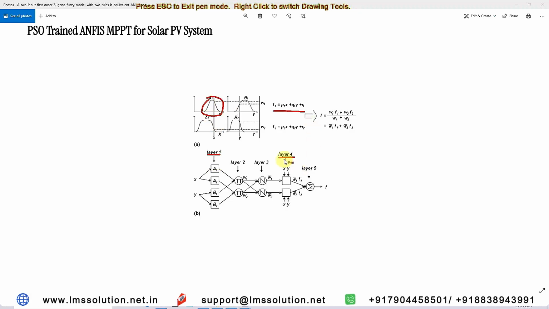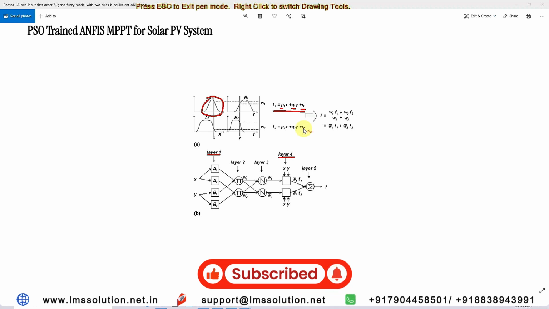In the same way, in layer 4 you have to use that formula in order to calculate F1, F2, F3 and so on to Fn. In this equation, you can see that the three parameters P1, Q1 and R1 are known as tunable parameters. These are the tunable parameters in the Adaptive Neuro-Fuzzy Inference System. Normally, these parameters are tuned by means of a hybrid algorithm, the back propagation algorithm as well as the least square method.